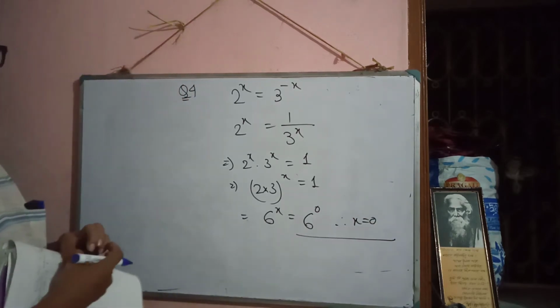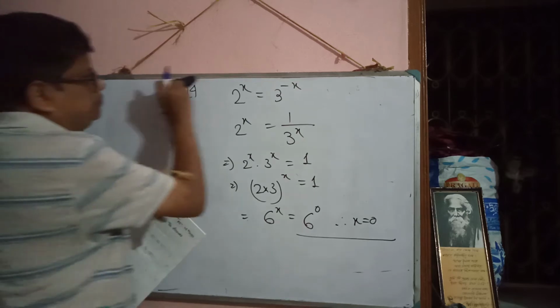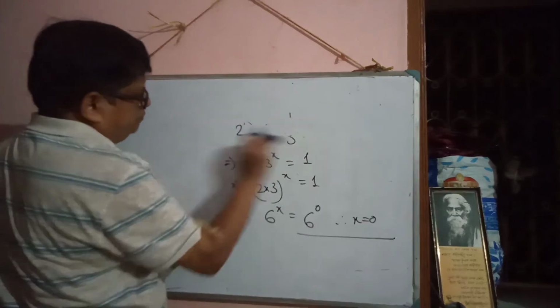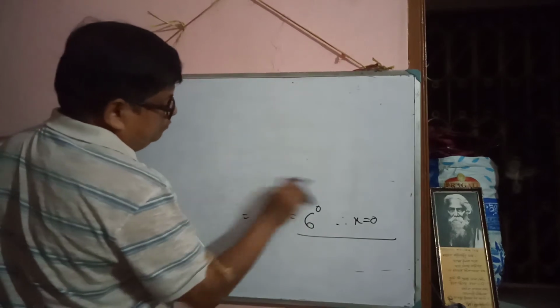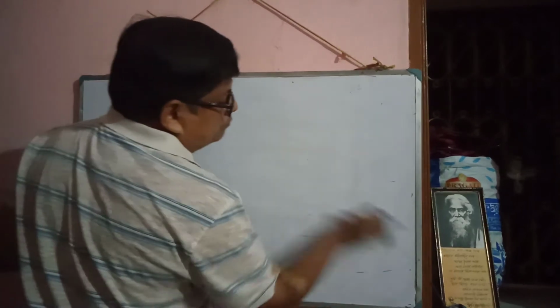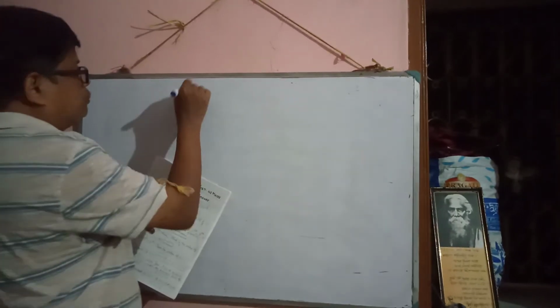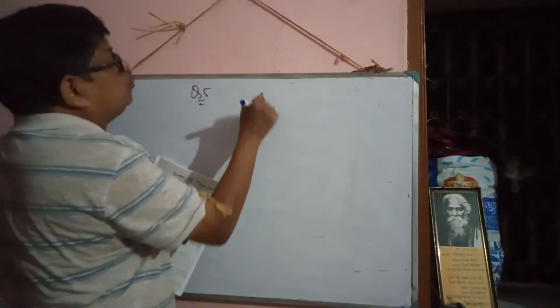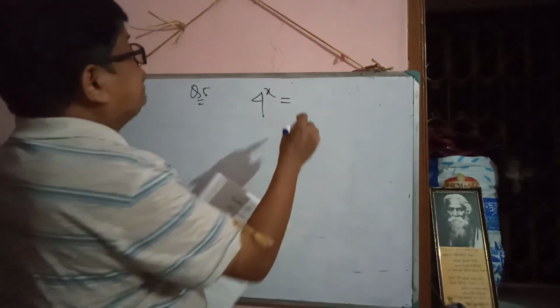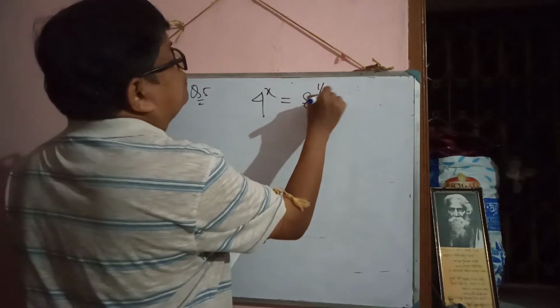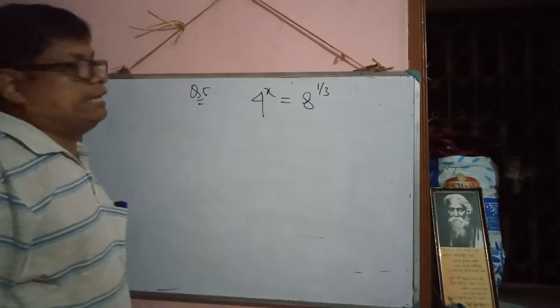Okay, x equal to 0. Now suppose 4 to the power x, next question. Question number 5: 4 to the power x equal to 8 to the power 1/3. Then what is the value of x?